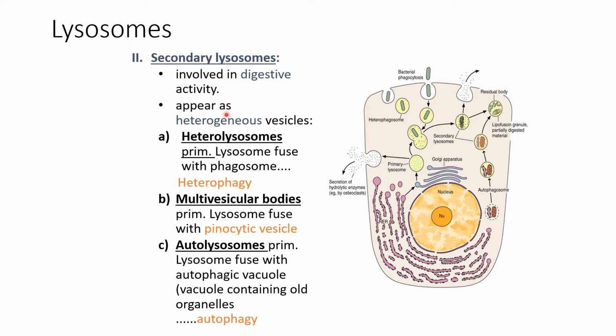So secondary lysosome is a primary lysosome involved in digestive activity. For example, the heterolysosome is the fusion of primary lysosome with phagosome. Multivesicular body is the fusion of primary lysosome with pinocytic vesicle. Autolysosome is the fusion of primary lysosome with an autophagic vacuole containing an old organelle. This old organelle, I want to get rid of it because it's dangerous to the cell to have something like this inside it. So we should get rid of it.